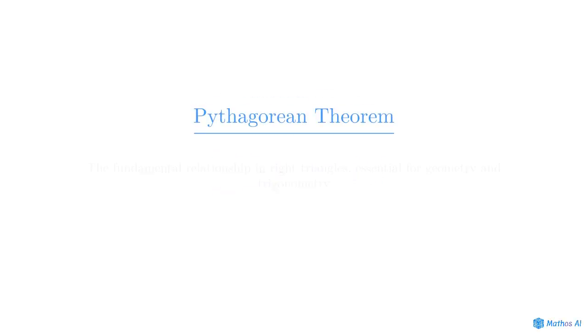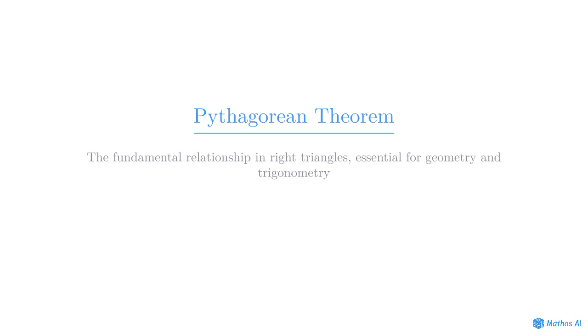This video shows how to use the Pythagorean theorem to find missing side lengths in right triangles. This theorem is fundamental to geometry, trigonometry, and appears on every math exam involving triangles. You'll learn to identify the hypotenuse, apply a squared plus b squared equals c squared, and solve for unknown sides.